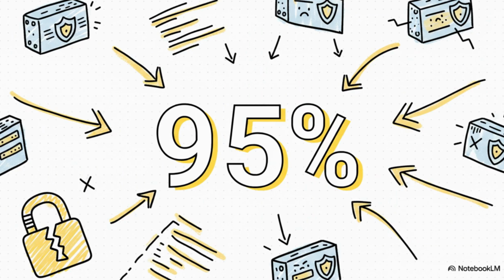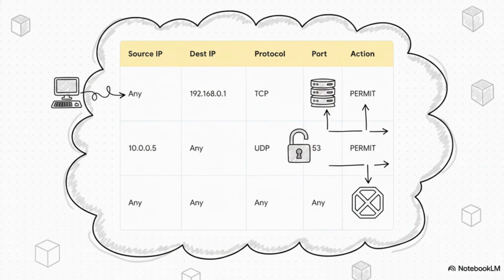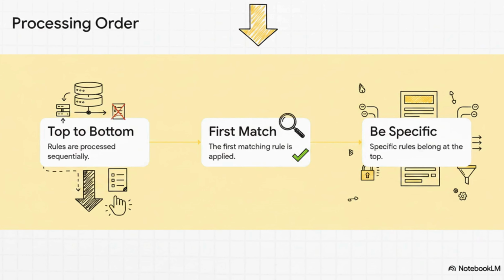On to step 2, Windows Firewall. Surprisingly, over 95% of breaches stem from bad configs, not architectural flaws. In Windows Defender, inbound and outbound rules are super strict. You define source, destination, port, and action. Rules process top to bottom, and the first match wins.